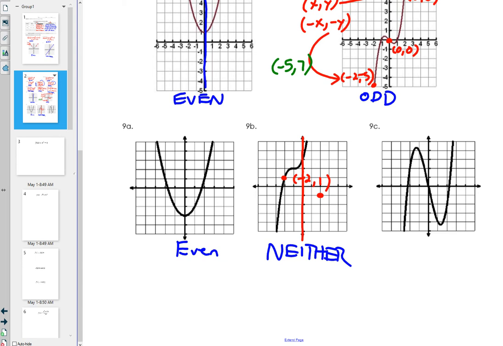B Money, how about you? You want to do number 9C? Now that Caleb got one, you want to do it? Huh? Okay. And that actually does look odd.